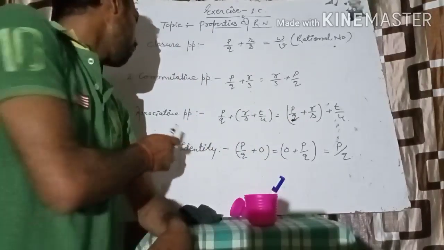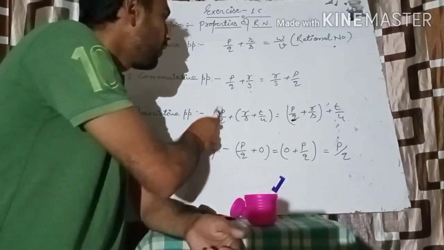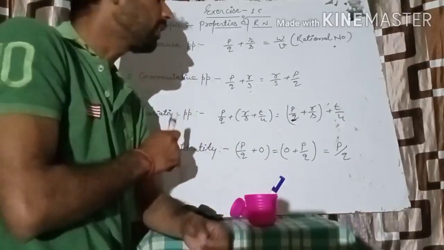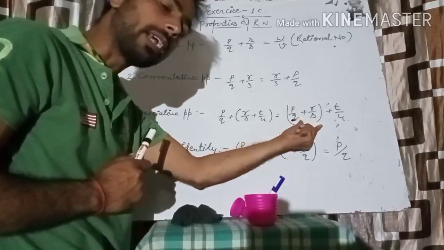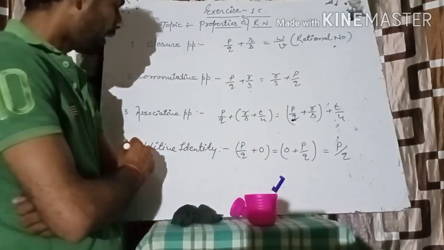Meaning, if we are applying the associative property over addition, then there will be no change. If we are writing the three rational numbers in this way, then their result will be the same, meaning the left hand side must be equal to the right hand side. Okay, now see, the fourth one is the additive identity.